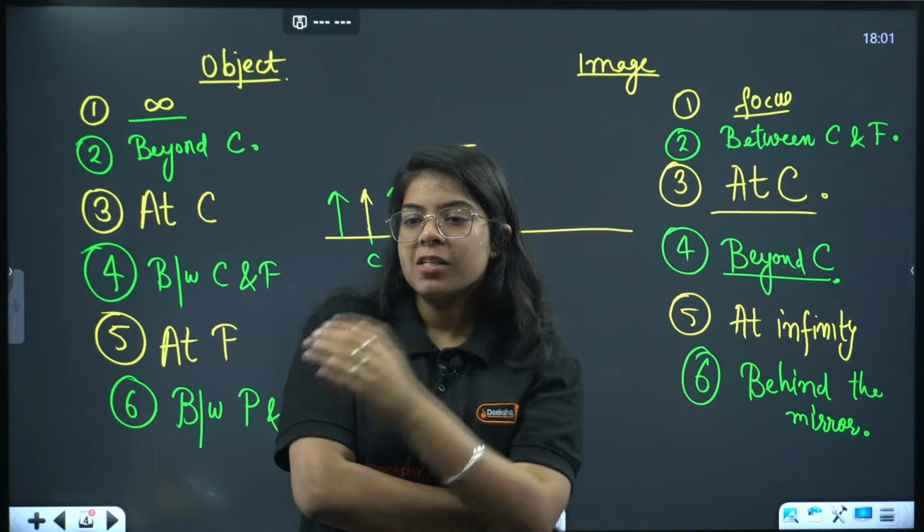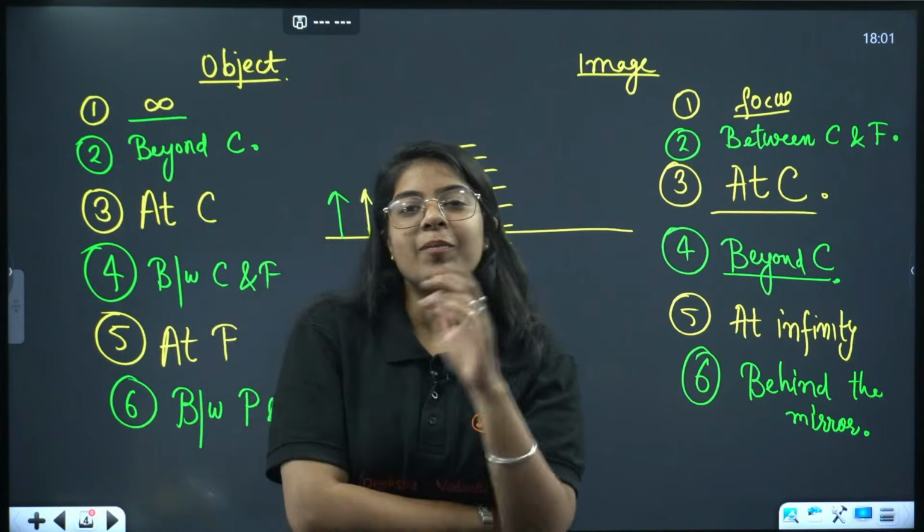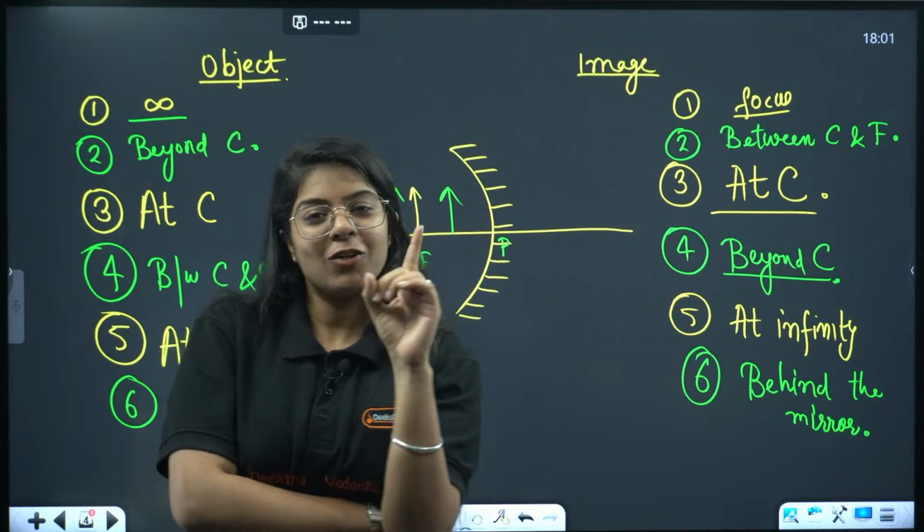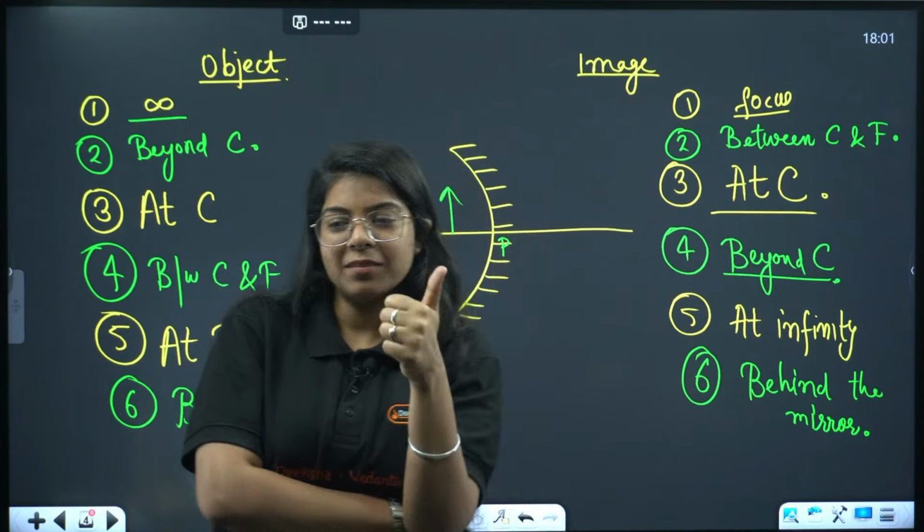ठीक है? Speed of light. हर लाइव में मेरे को एक बच्चा स्पीड ऑफ लाइट पूछता है, 3 × 10⁸ मीटर पर सेकेंड. डन.